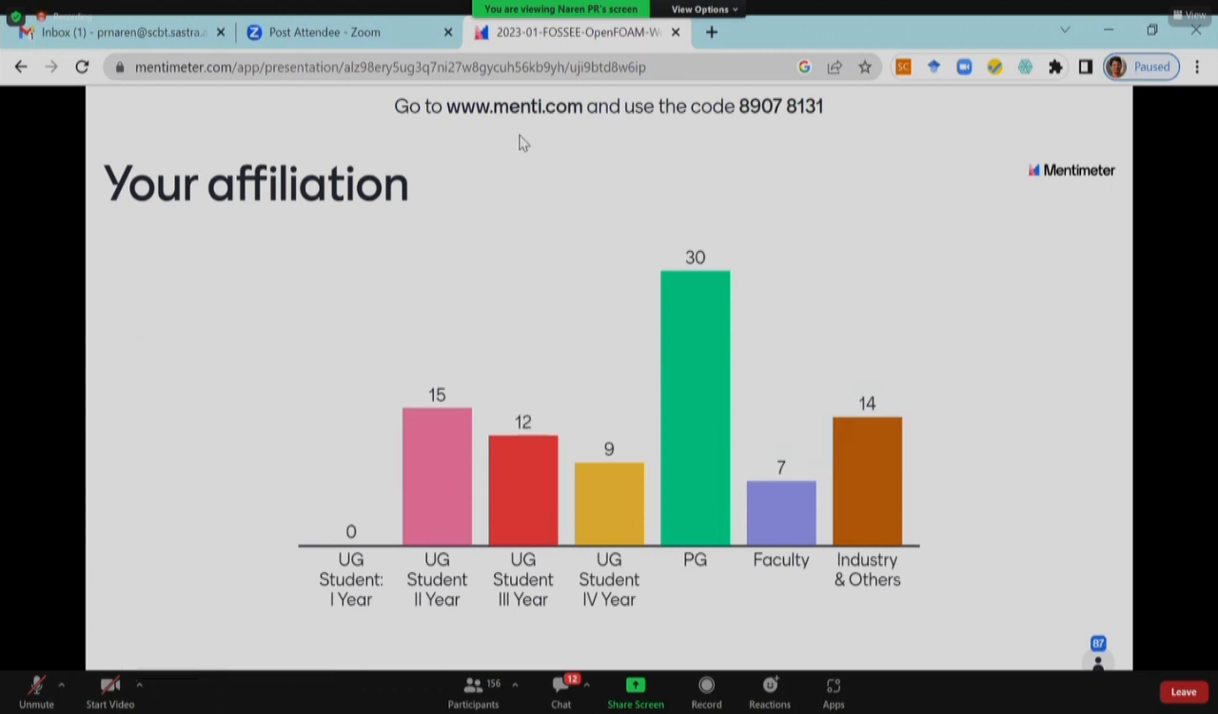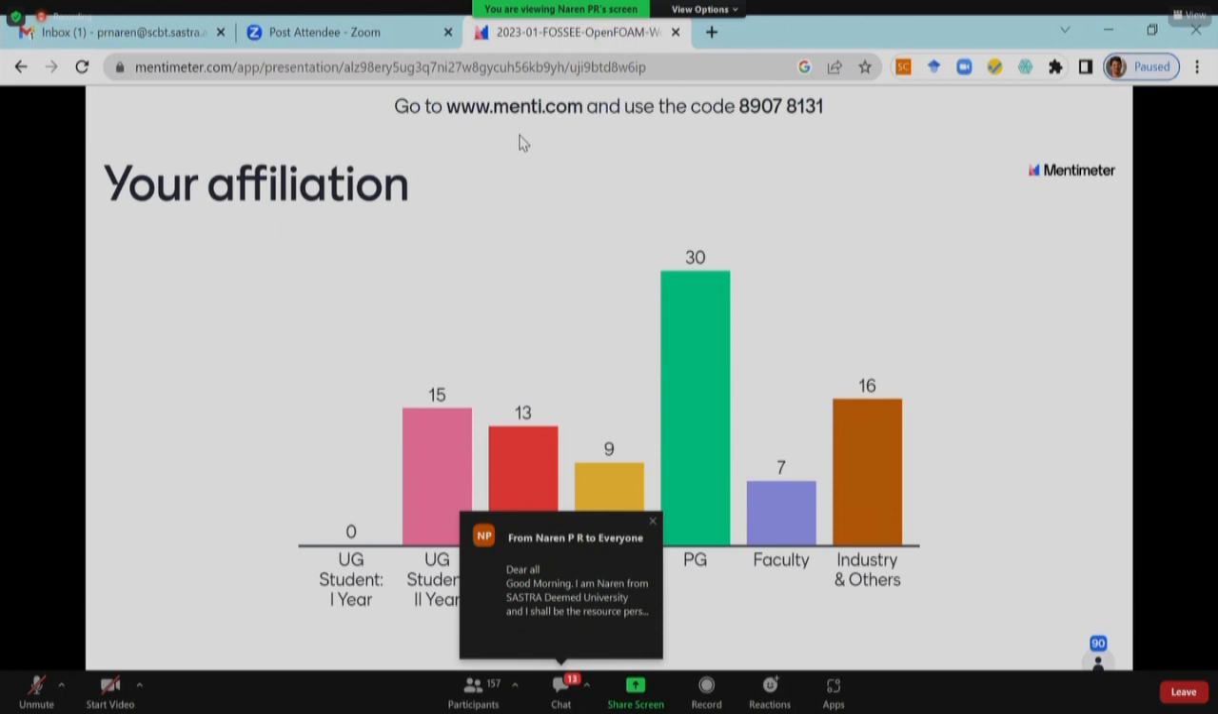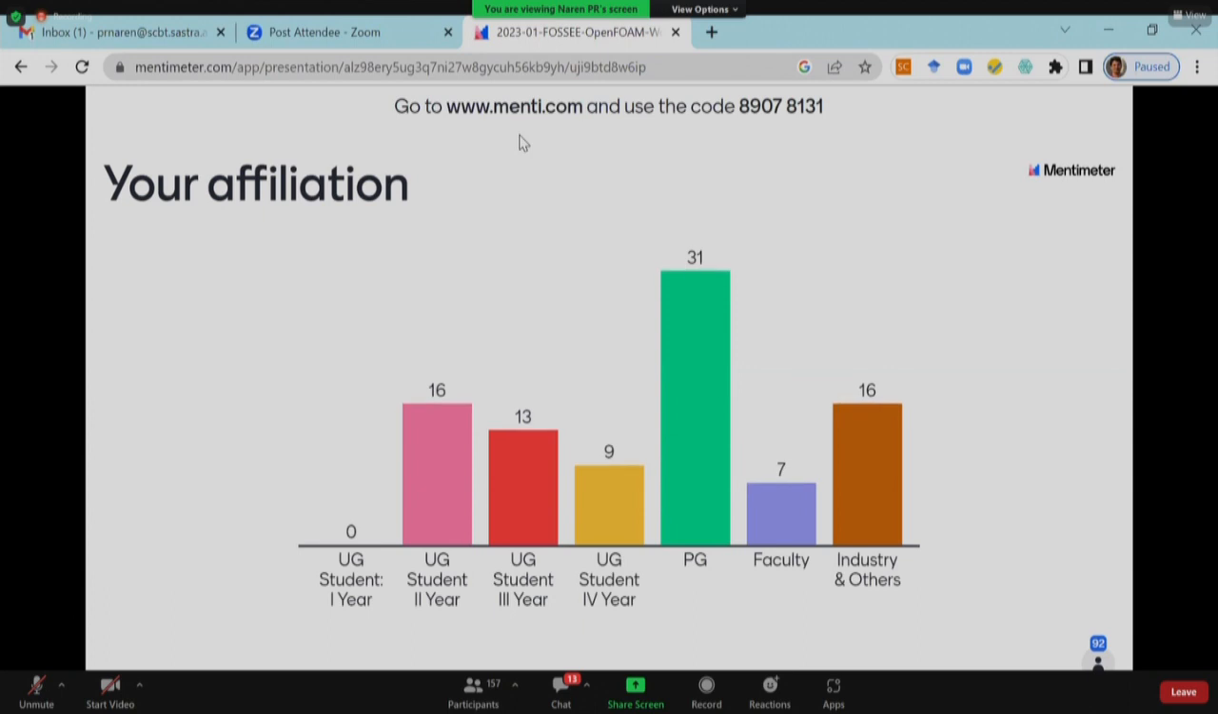So there are still about 156 participants, but I think we have got only 87. So I'm not sure if there is any issue for the other participants. Nevertheless, I'm again posting the message in the Zoom. This is for our other participants who are ready to join. I have posted the message in the Zoom chat window. You will see a link. Or you can go to menti.com and use the numeric code which you see on the screen, 89078131.